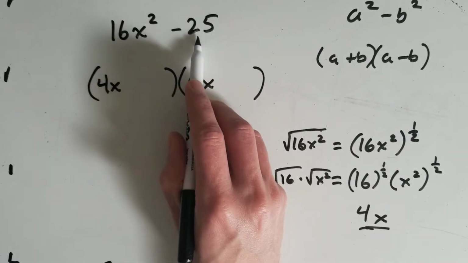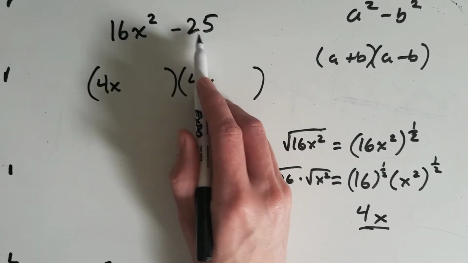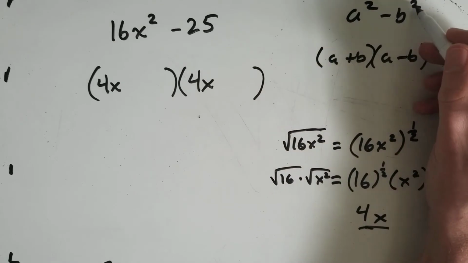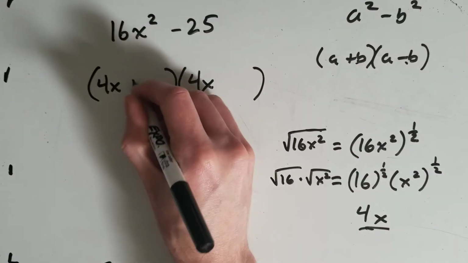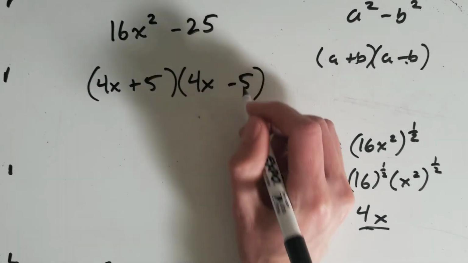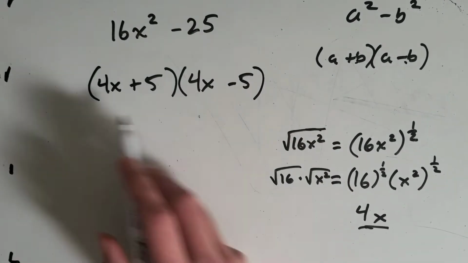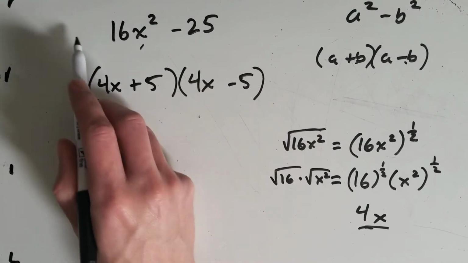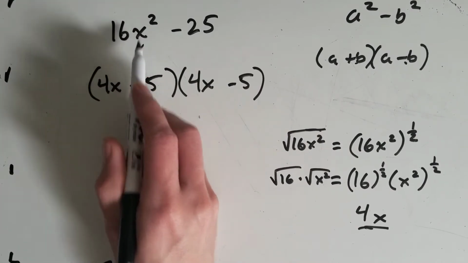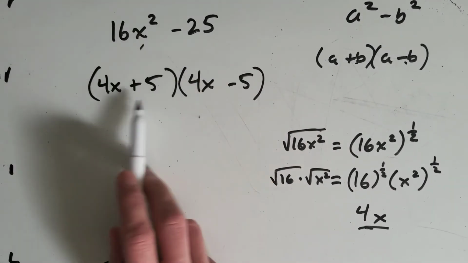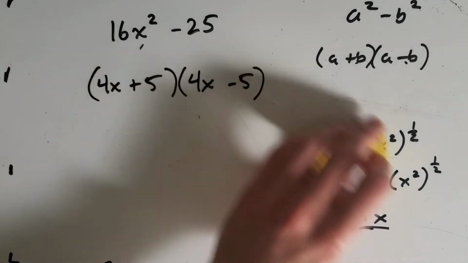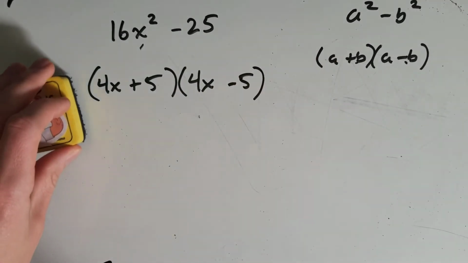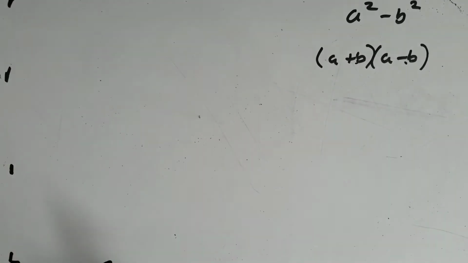And now minus 25, well, we should know that the square root of 25 is 5. So your b squared is 25, meaning your b, or the square root of 25, is 5. So we have a plus 5, and we have a minus 5. So this would be factored form of 16x squared minus 25. In factored form looks like this. We have it now as two binomials times one another. So let's go on to another one.